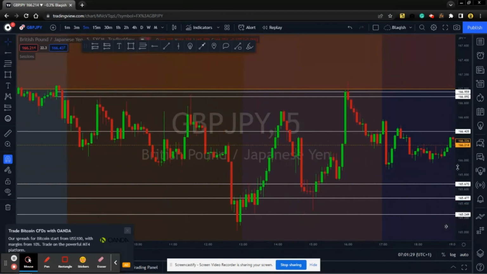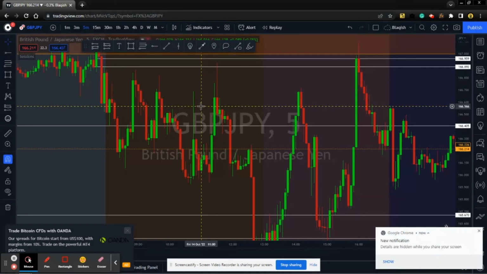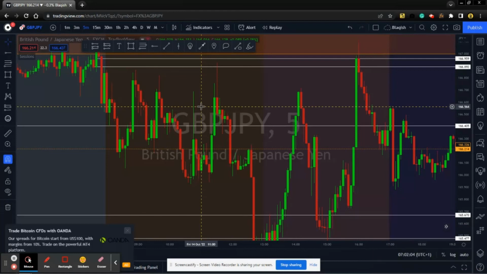When it comes to my entry, I always look for any imbalance or fair value gap on a lower time frame. I will enter there during London session, and when it comes to exit, I always target the last imbalance or a previous low or previous high, or sometimes I only look for the market to take Asian low if I'm trading London session, or Asian high if the market is going up.